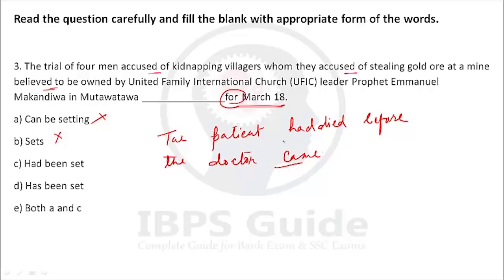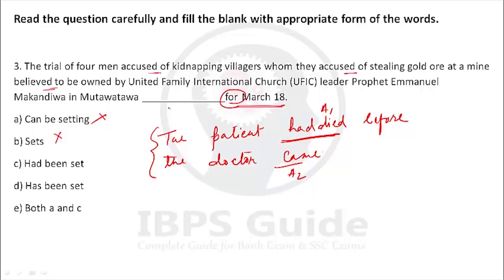That means this action has already been done. That is action number 1, and this is action number 2. When we take two past actions, between these two past actions, the action that was done before, the first action, will be used with past perfect, and the second action will be used in simple past tense.